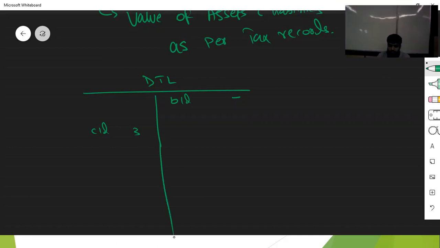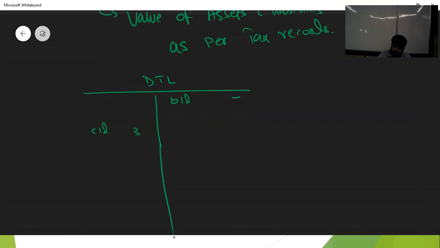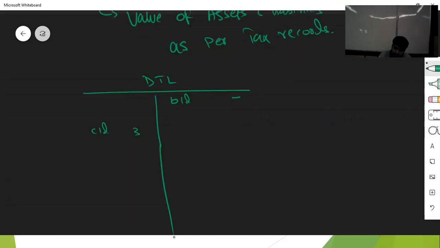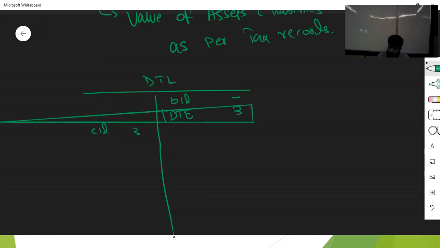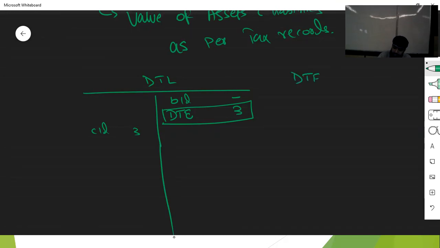It means the deferred tax for the year would have been, the credit side is shorter, so we'll recognize $3 million as deferred tax expense. That is the deferred tax expense for the year. The entry is deferred tax expense debit and deferred tax liability credit, with $3 million.